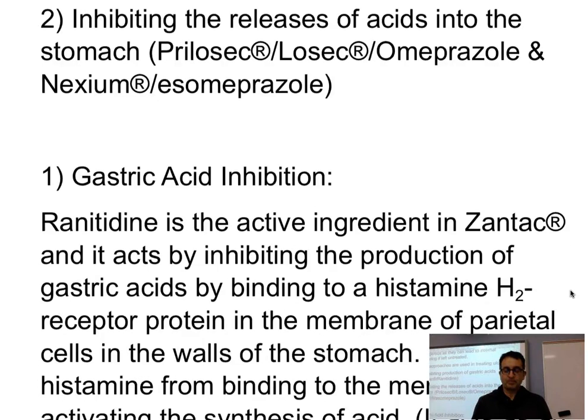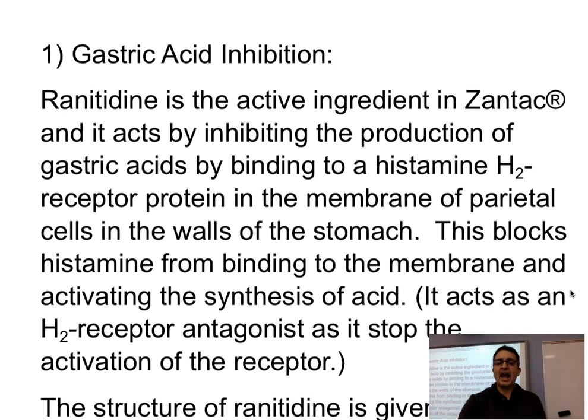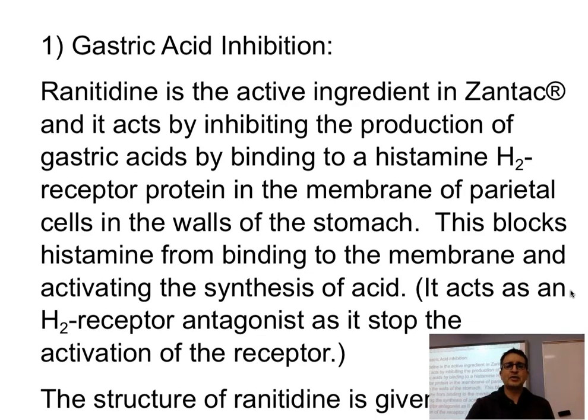Ranitidine is pretty straightforward, and the structure of ranitidine you can find in your data booklet, in table 37 on page 39. Now, how does ranitidine work? To inhibit the production of gastric acid, it binds to the histamine H2 receptor protein in parietal cells. You can read it yourself on this screen.